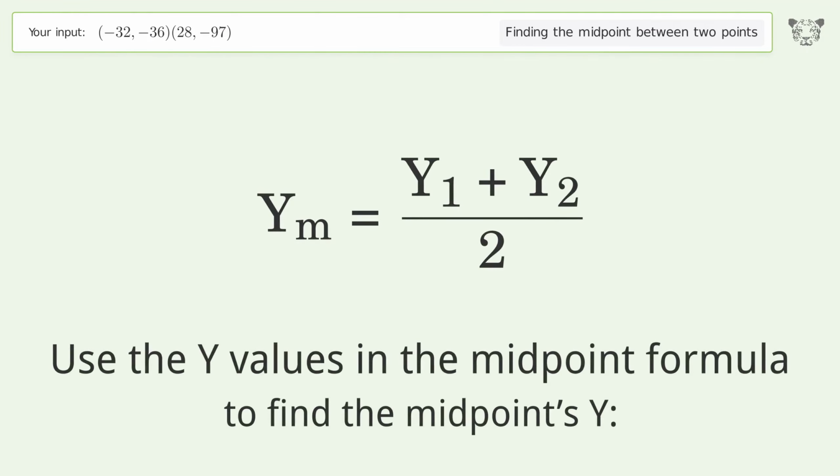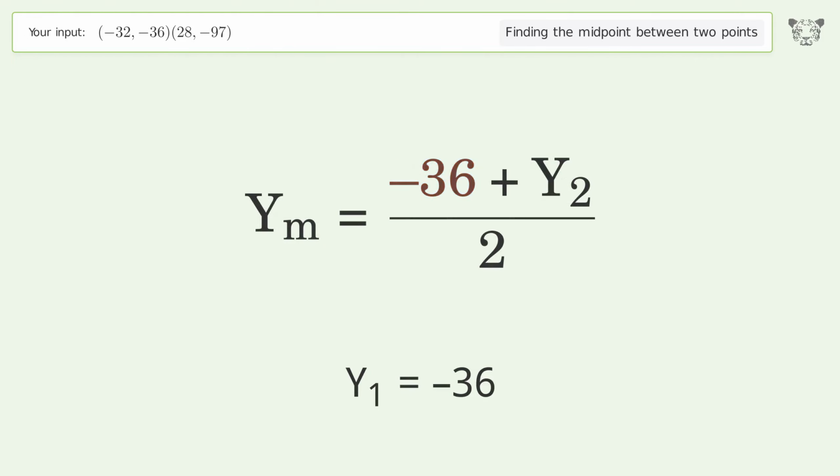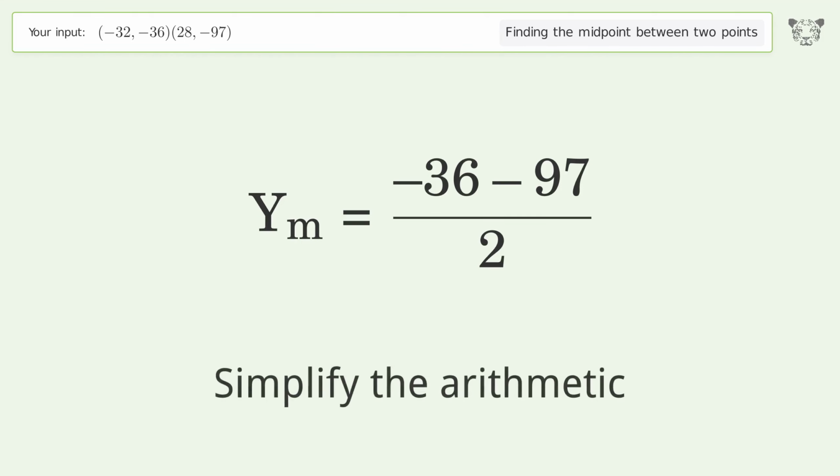Use the y values in the midpoint formula to find the midpoint's y. y1 equals -36. y2 equals -97. Simplify the arithmetic.